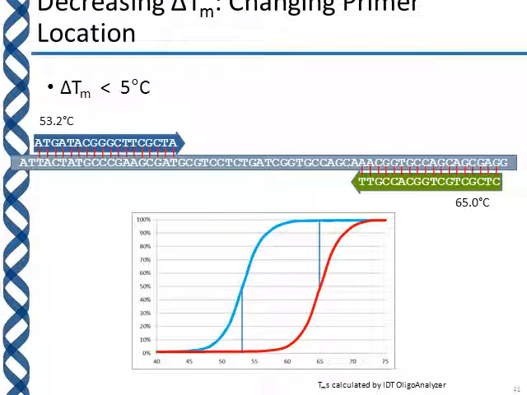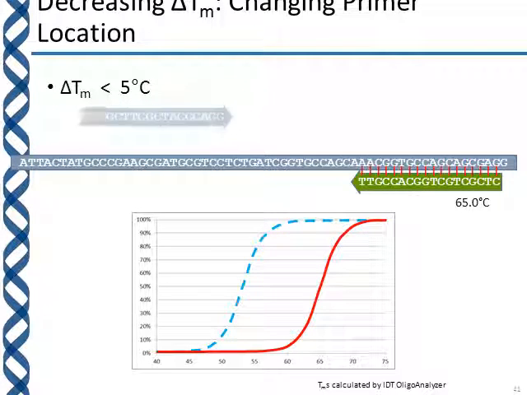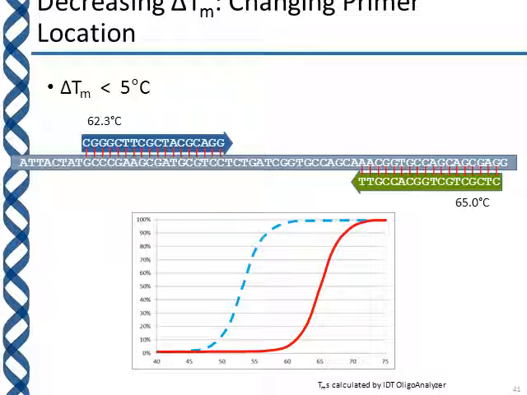Okay, let's start off looking at changing the primer location as the first method of reducing your delta TM. Here we have the DNA sequence, the primers, and the DNA melting curves that we saw 2 slides ago. So instead of having the forward primer bind where we have it now, let's try putting it a little bit closer. So we move it up just a couple base pairs.